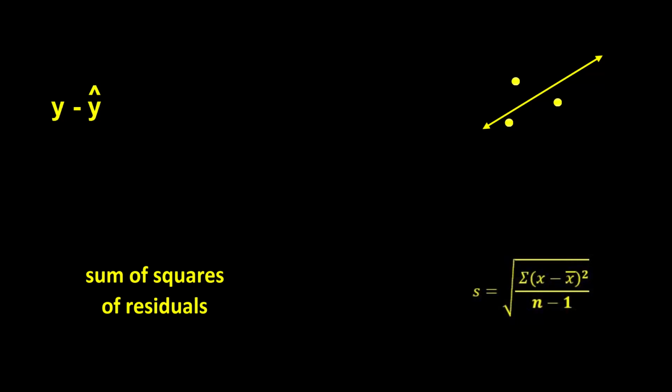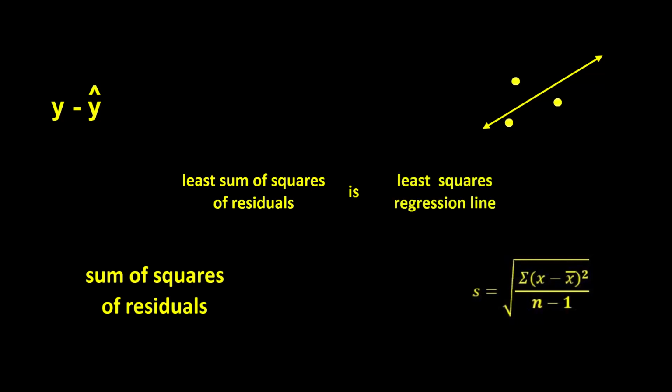The line that fits the data the best prevents having residuals that are too big, observed points too far from the predicted y values. Hence, the line with the least sum of squares of residuals is the best of all possible lines and is therefore called the least squares regression line.